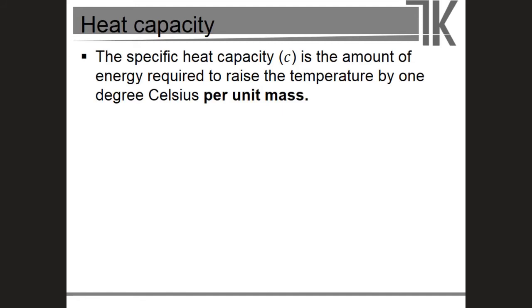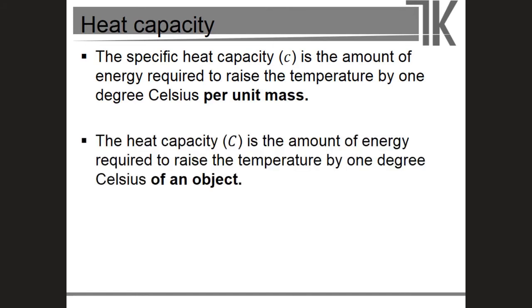So we know that the specific heat capacity is the amount of energy required to raise the temperature by 1 degree Celsius per unit mass. The heat capacity is the amount of energy required to raise the temperature by 1 degree Celsius of an object. So they're very, very similar. The only difference there is the mass, right? Where the specific heat capacity is a material property. It depends on the material, whether it's copper, water, wood, whatever. Whereas just heat capacity depends on the object because it takes into account the mass.